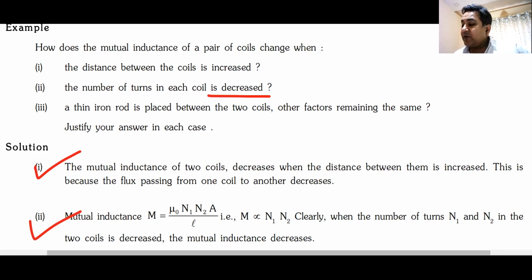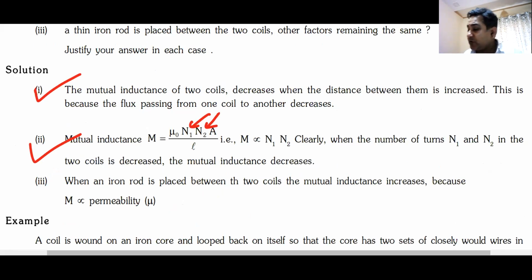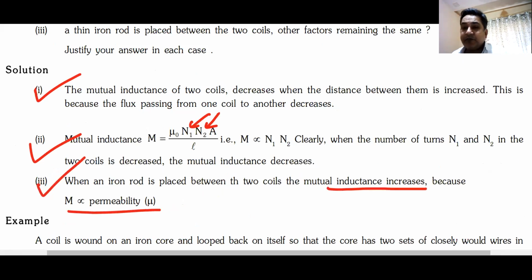What happens if the number of turns is decreased? It is directly proportional to the number of turns. You know that. So if the number of turns is decreased, it definitely decreases. Third point, you must always remember a thin rod is placed between the two. What will happen if a thin rod is placed between the two? It's a magnetic substance. The mutual inductance will increase because it is proportional to the permeability of the medium. If you put any other medium, permeability will be more than vacuum, and hence the coefficient of mutual inductance will be different, will increase. Got this?